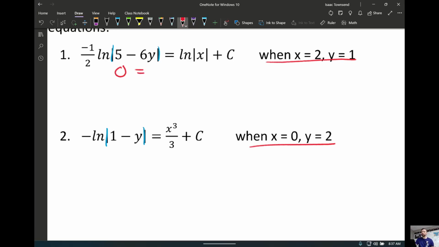Over here you plug in 2 for x. And we now know c is negative natural log of 2. Now, the reason I'm able to just ignore these absolute value signs is because I know 2 is positive. So I don't have to worry about that value being something negative. Okay, so I start solving for it here. So that's where I would plug it back in.